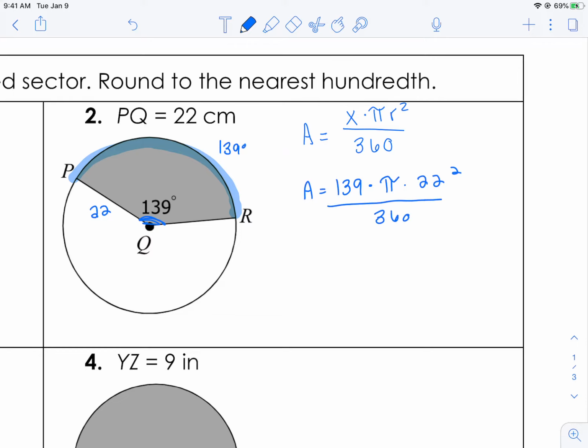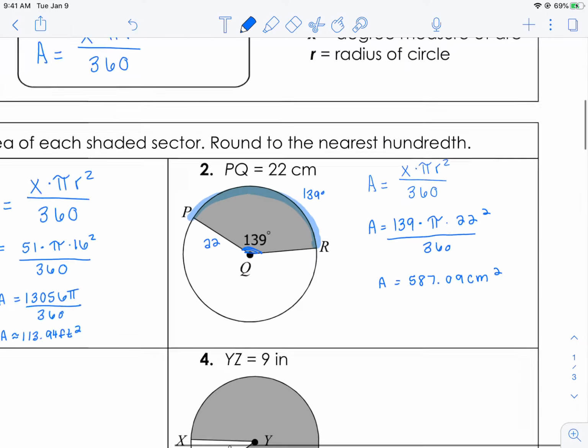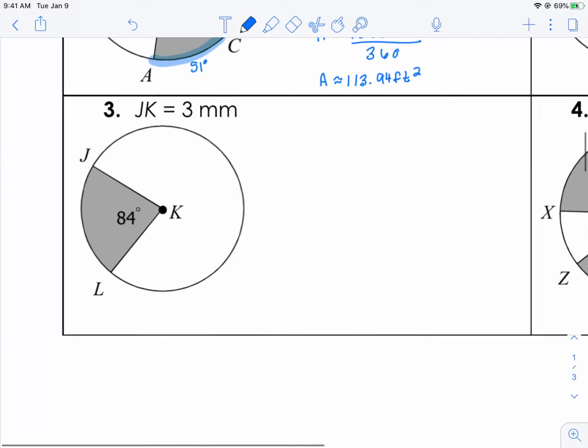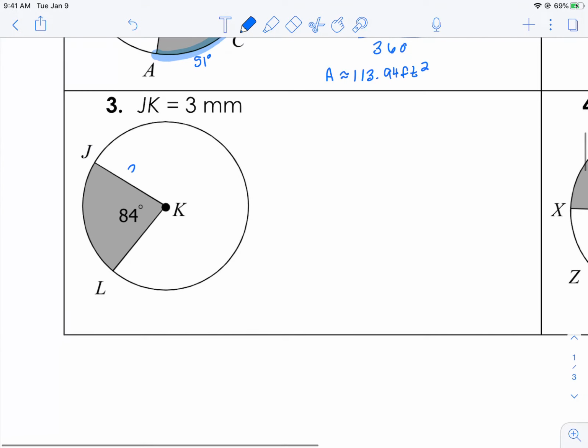This time I'm going to put that straight into my calculator. Just make sure you use parentheses, otherwise it will not work. So I get area is equal to about 587.09 centimeters squared. Okay. Number three, so JK is 3 millimeters. So same kind of thing where this is 84. So its intercepted arc is also 84 degrees.